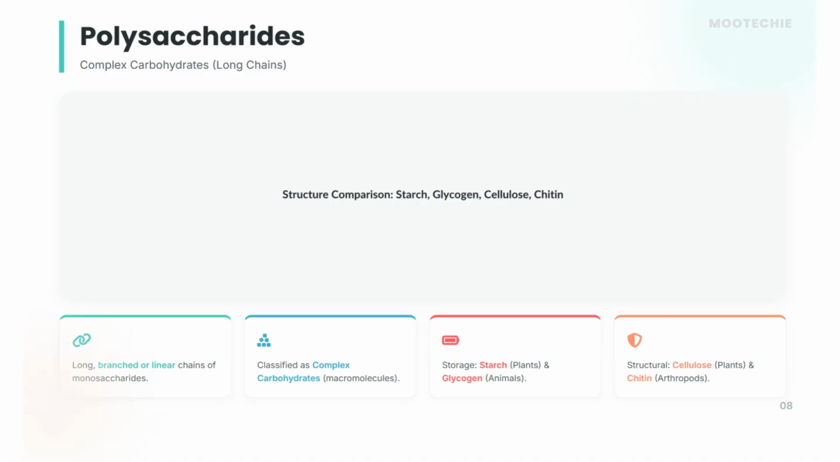The slide provides a visual structure comparison, likely showing the different architectures of these molecules. Starch often shown as both branched and linear chains, glycogen as highly branched, cellulose as straight parallel chains, and chitin as a similar but modified structure.